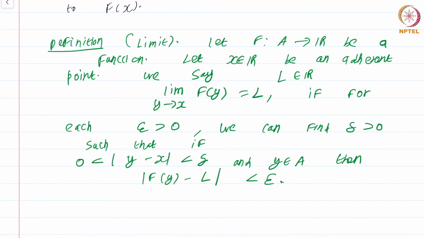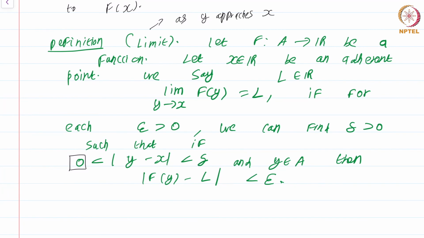We say limit y going to x of f of y equals L, where L is a real number, if for each epsilon greater than 0, we can find a delta greater than 0 such that if 0 is less than mod y minus x is less than delta and y is in A, then mod f of y minus L is less than epsilon. The only difference is that we are specifying this 0 less than mod y minus x is less than delta. The reason is that this is the definition of limit as y approaches x.